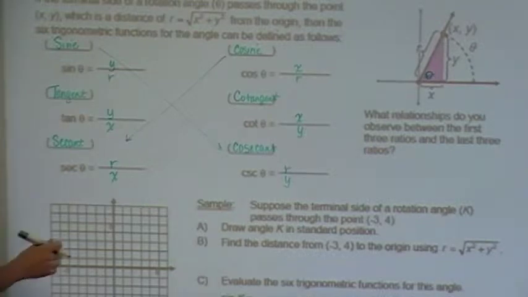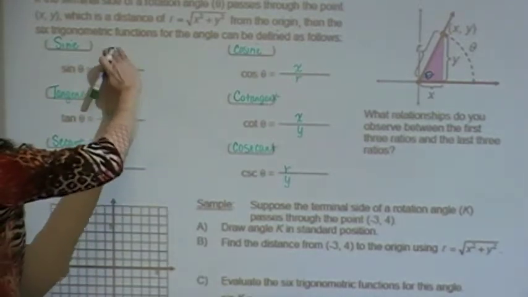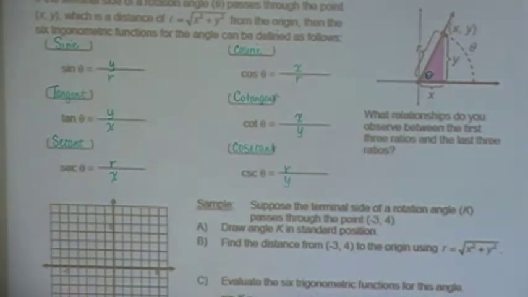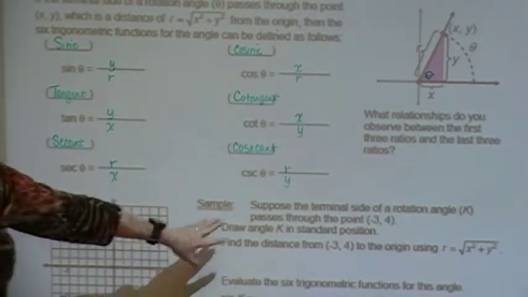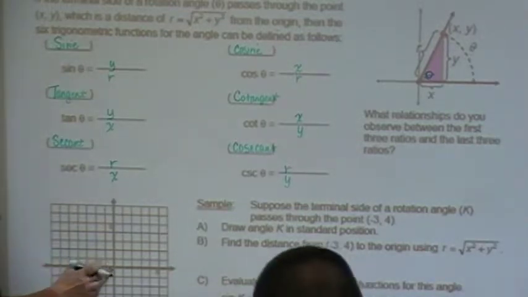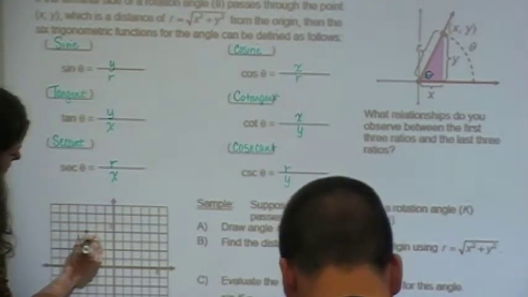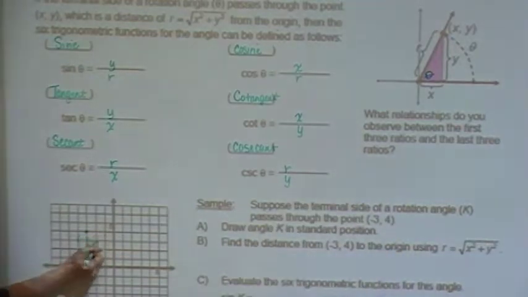That makes sense. All right, so all we're going to do today with the other trig functions is just identify them. We'll get to the point where we use them more, but right now we're just going to identify them. So here's how this is going to work. We're going to draw, just like we did yesterday, a terminating angle. So this says, suppose the terminal side of a rotation angle K passes through the point -3, 4. So I'm going to put a point at -3, 4. And I know it's terminating there.